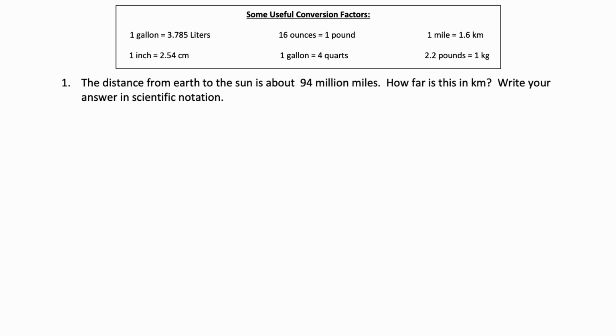So when we're doing problems like these, I always like to figure out what we are given and what we're trying to solve for. So number 1 says the distance from the Earth to the Sun is about 94 million miles. How far is this in kilometers? So we know that 94 million miles is our given, and kilometers is the unit we're trying to find. So ideally, we find an equality that has miles and kilometers in that equality, which in this case we do.